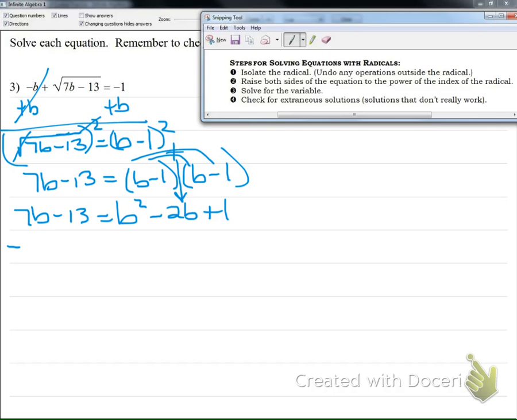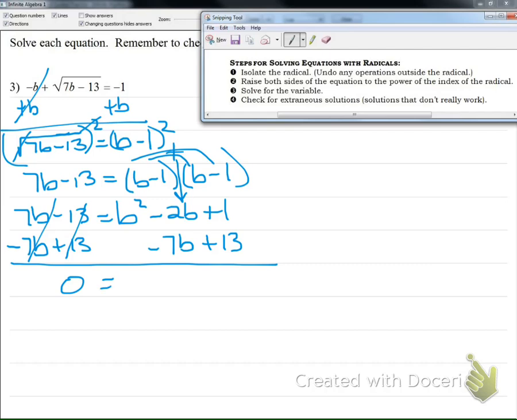Now that I have this quadratic, I need to set it equal to 0, but if you look here, in the previous examples we just had one term that we need to move to the other side. In this example here we have 2 of them. We need to move that 7b to the other side, that's a negative 7b. We also need to move that 13, so let's put it as a positive 13, so that our left-hand side of the equation can equal 0. On the right-hand side of the equation, you need to combine like terms. We have the b squared, negative 9b plus 14.